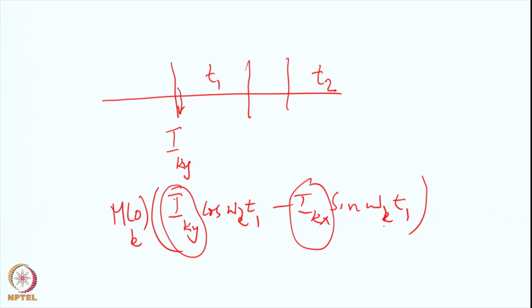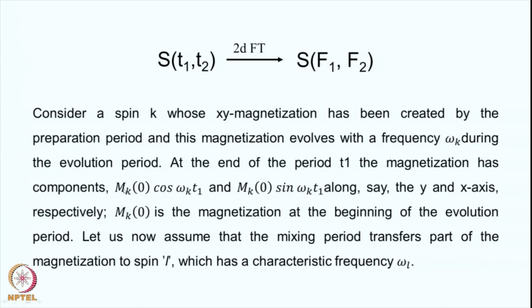That is the detection, you have this, right. So, you have this is the y and this is x and this is z. The magnetization which is here as mk0 is evolving. So, you get magnetization moves here. So, this is cosine omega k T1 and this is the sine omega k T1, right. So, these are the frequency components you will have. So, we will have these components mk0 cosine omega k T1 and mk0 sine omega k T1 along, let us say, the y and the x axis. Because these will be the two components. mk0 is the magnetization at the beginning of the evolution period.